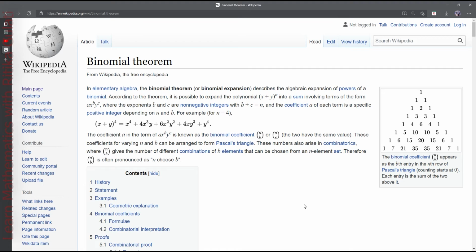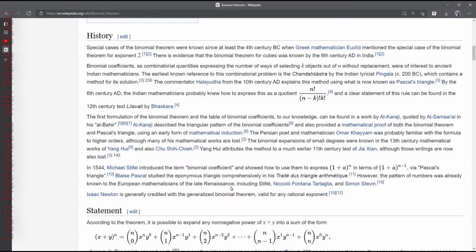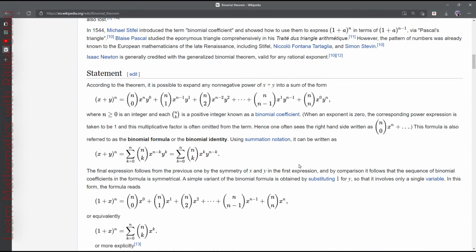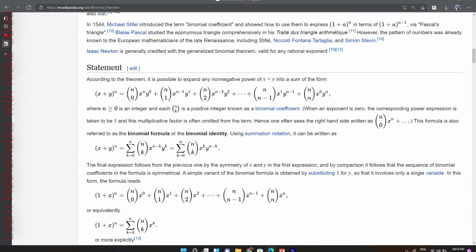Binomial theorem. The statement of this, we can see that (x + y)^n is nC0 x^n y^0, and adding the terms till nCn x^0 y^n, where n is greater than or equal to 0, an integer, and this is a positive integer known as binomial coefficients.